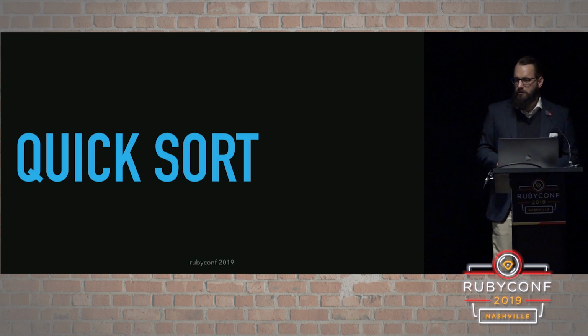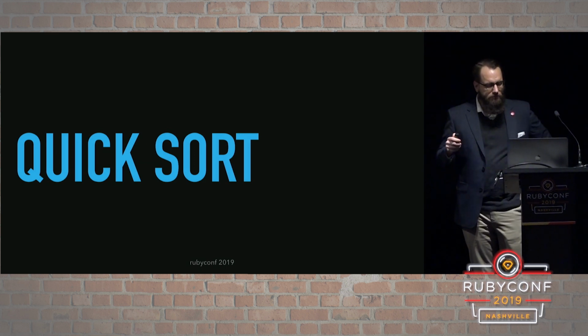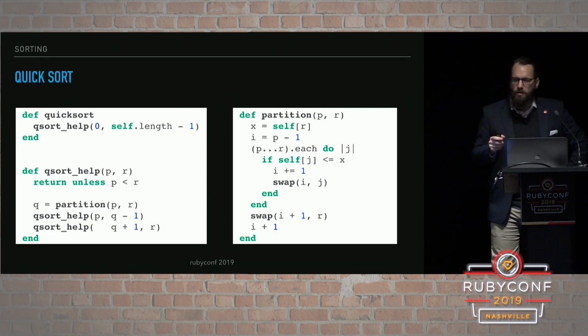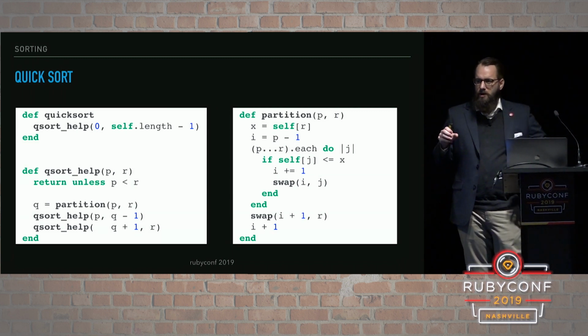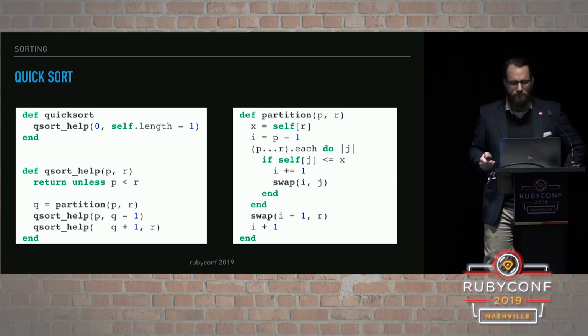Next, we have Quicksort. This is kind of the go-to mechanism for sorting things. And it looks a little bit like this. It is actually a divide and conquer algorithm. And the way that it works is that you partition your array into 2 sets, and then you recursively sort each of those partitions.